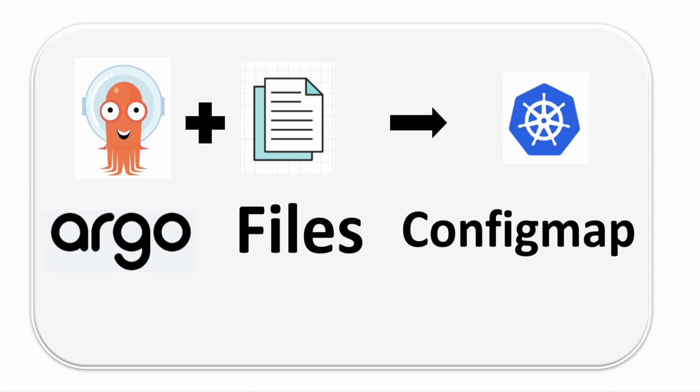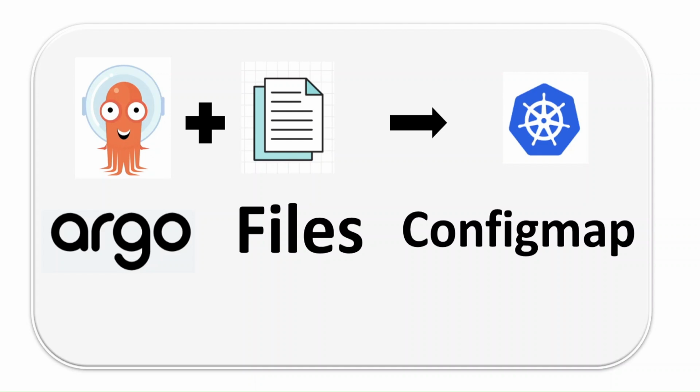Hi there. In this video, I'm going to talk about a particular use case which I have personally struggled to find a solution for. The use case is how do you create a config map using Argo CD using external files. Now in Helm chart, as you may be aware, in templates you can read files, but the files have to reside within the Helm template itself. Within the Helm chart itself, you cannot read files which reside outside of the Helm chart.